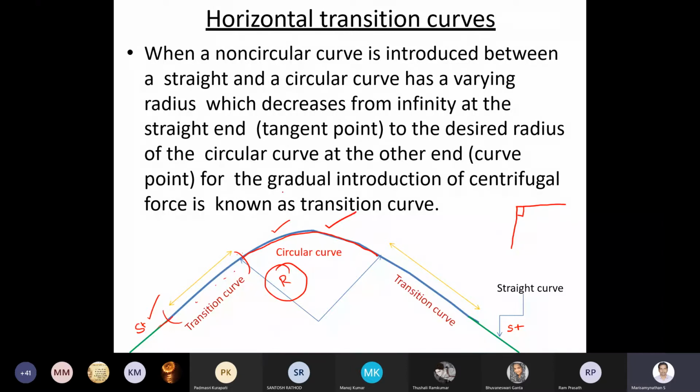It is a non-circular curve which we introduce between the straight and the circular curve, which varies from infinity to the desired radius we want to provide. That gradual increment we provide ultimately gives the gradual introduction of the centrifugal force. So that is defined as the term transition curve.